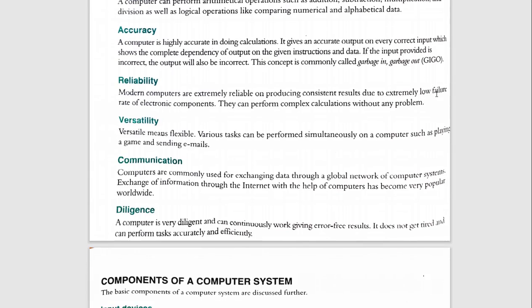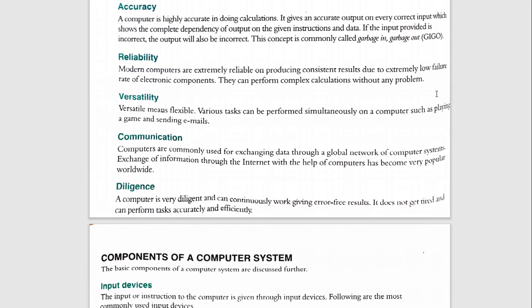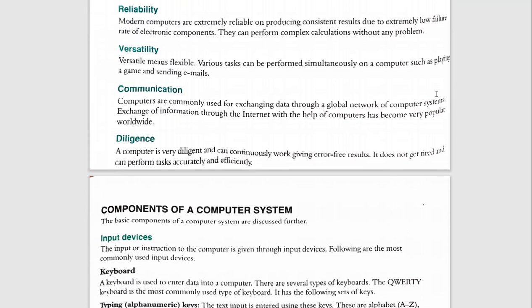Then we have accuracy. You won't be spending much time on this, we all know this. Accuracy means that whatever you give in the form of instruction, it is performed instantly, and also it is accurate. Okay, the data is dependable. The computer is highly accurate in doing calculations. Then we have the reliability. You all know that computers are reliable. Whatever task is given to them, they perform it in a really good manner.